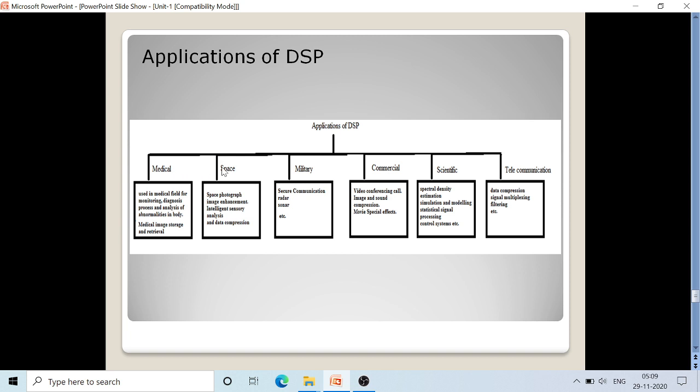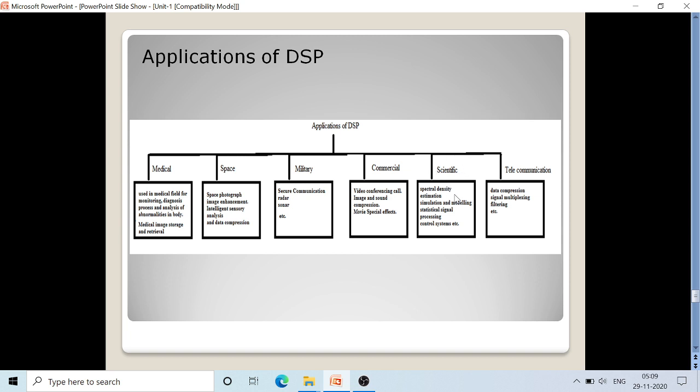In space, photograph image enhancement, intelligent sensory analysis and data compression can be done. In the military, secure communication is very important. It can also be used in radar, sonar, etc. Whenever we want to see commercial use, we already saw video conferencing calls, so DSP is used there. Image and sound compression and movie special effects are also applications of DSP.